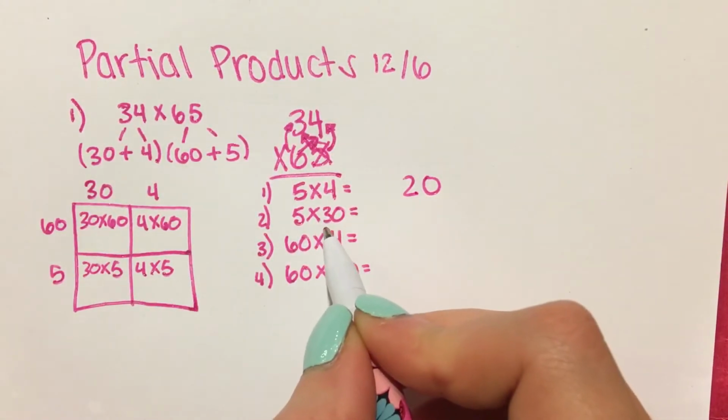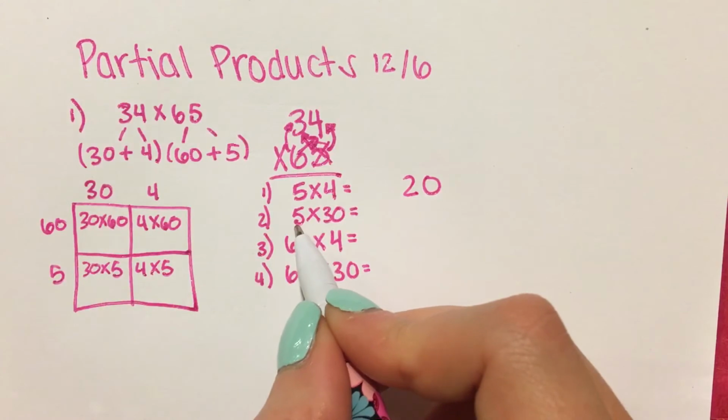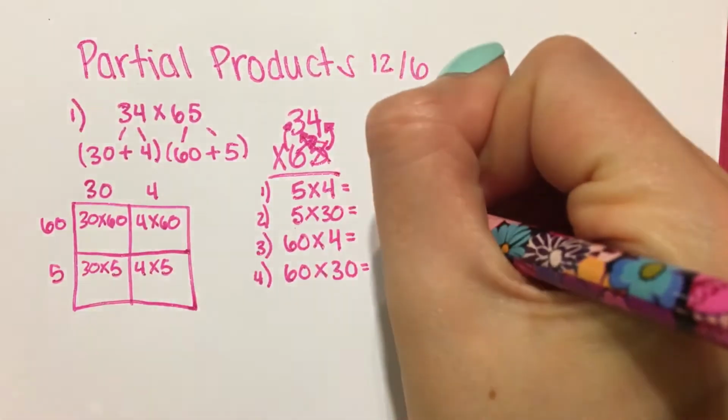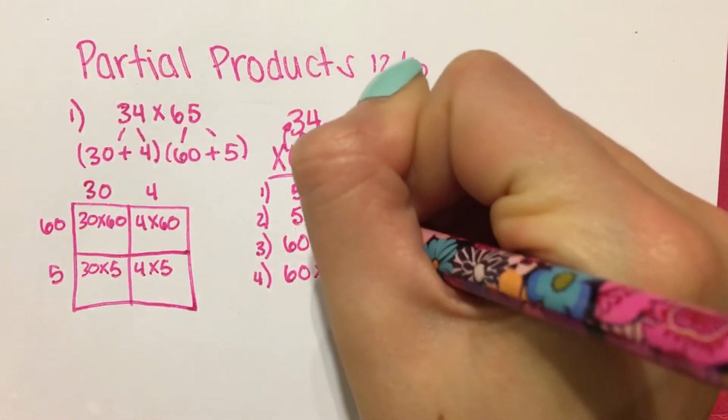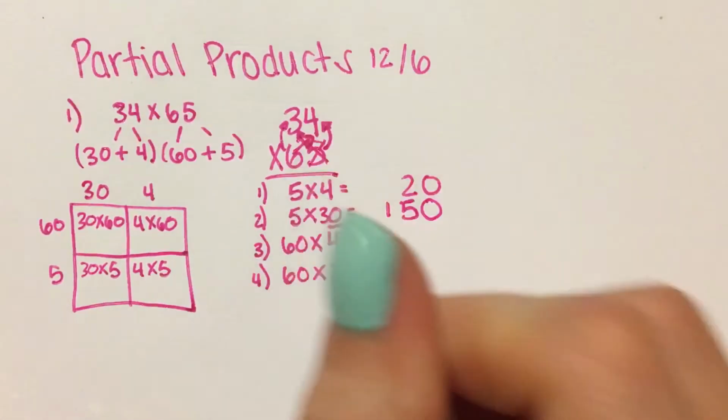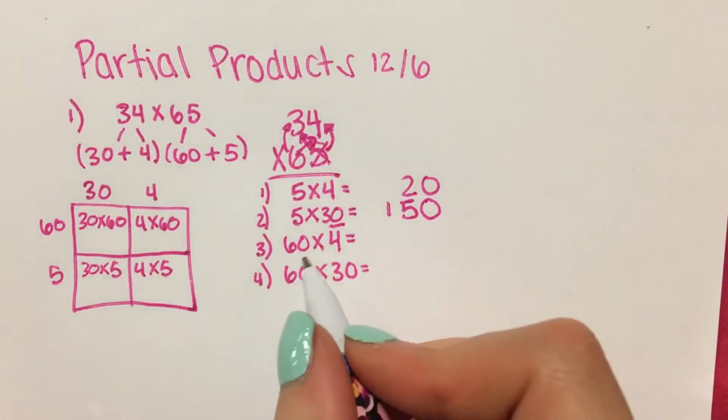Notice how I'm making space to line up by my ones. 5 times 30, I might not know what 5 times 30 is, but I do know that 5 times 3 equals 15. And then I have 1 0. So I'm going to put that at the end, again, lining up by my ones.